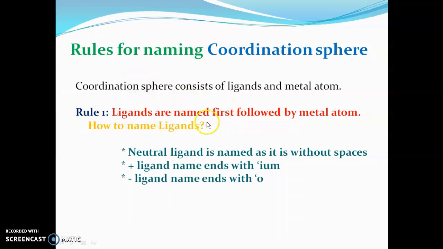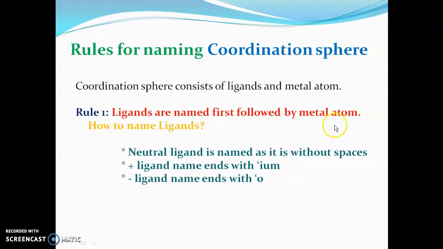Rule 1. The ligands are named first followed by metal atom. This coordination pair contains both ligands and metal atom. We have to name the ligands first followed by metal atom. While naming the ligands, we have to consider the type of the ligands. Ligands are broadly classified into three types: neutral ligands, positive ligands and negative ligands. Neutral ligands do not carry any charge on them. Positive ligands may carry positive charge and negative ligands carry negative charge on the donor atom.